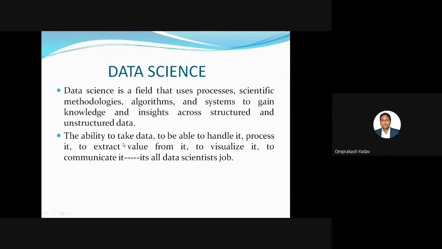So the ability to take the data, to be able to handle it, process it, to extract value from it, to visualize it, to communicate it, it's all the data scientist's job. Okay, so basically data scientists communicate with the data, right? Data starts communicating with them. So this is what we want to achieve, right? Whenever we see the data, we should be able to communicate with that particular data.